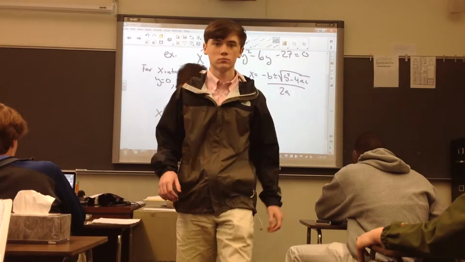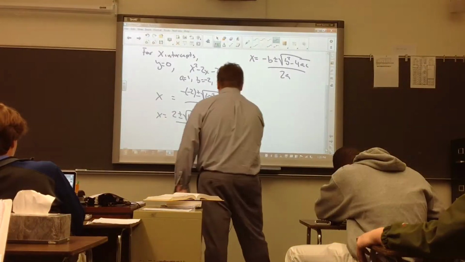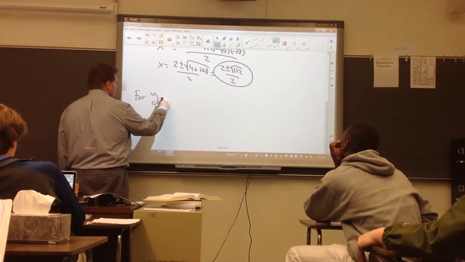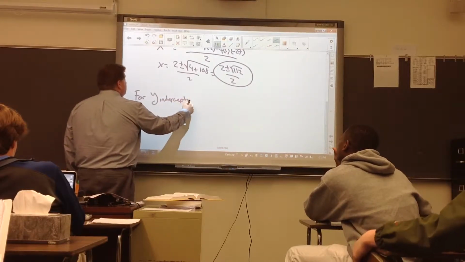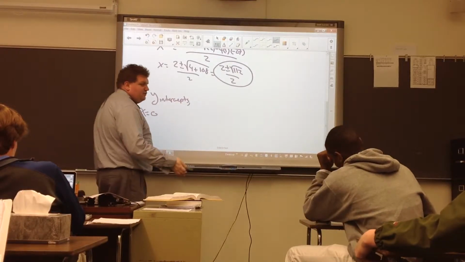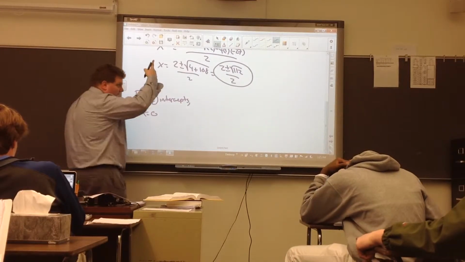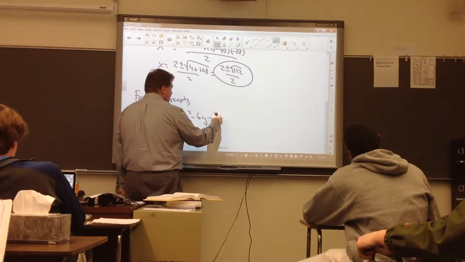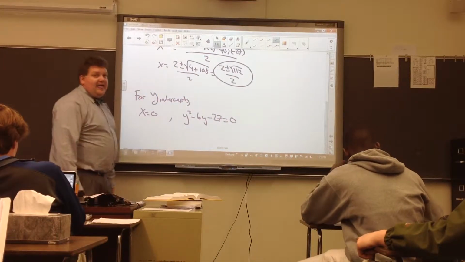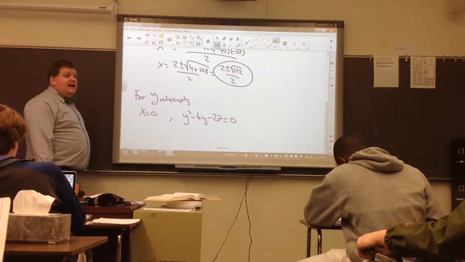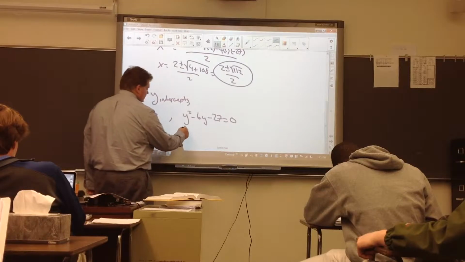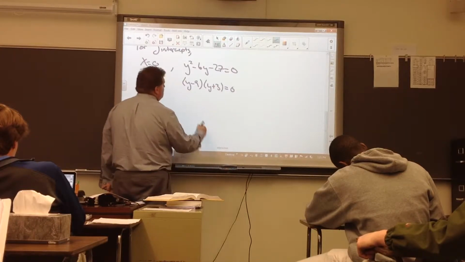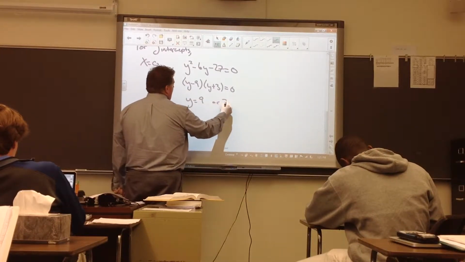Okay? Now, to find the y-intercepts, we're going to do the same exact thing. We're going to set x equal to 0 this time. So, for y-intercepts, x will be equal to 0. That means x squared cancels out, and the minus 2x cancels out from the original equation. So we'll have y squared minus 6y minus 27 equals 0. Okay, and this one, luckily, does factor. What's this one factor to? Minus 9 and plus 3. y minus 9 and y plus 3. Okay, which means that y is going to be equal to either 9 or 3.